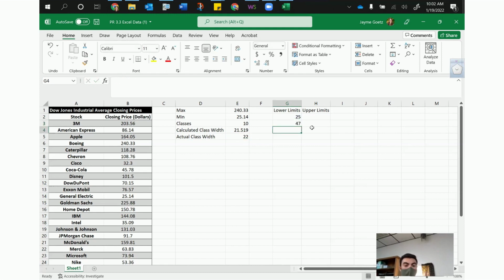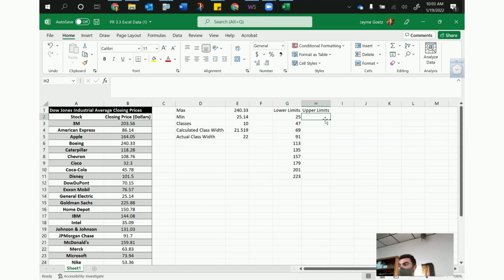And then what we're going to do is click the little box and drag it down. You'll notice it goes up by 22 every time until you have 10 classes. So 1, 2, 3, 4, 5, 6, 7, 8, 9, 10. I have too many, so I'm just going to delete this bottom one.